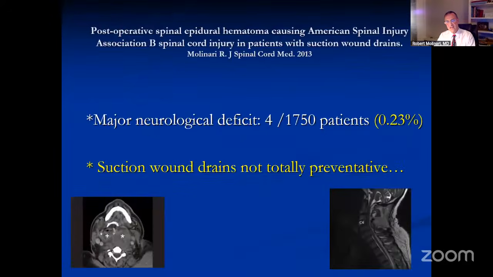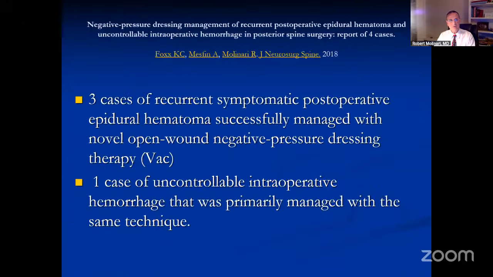Okay, so again, we wrote up that suction wound drains. Just because you put suction wound drains in doesn't mean that they're going to prevent hematomas. Okay, and the other factor to consider here is sometimes when we do surgery, it's very difficult to control bleeding. We operate on trauma patients. Some of these patients come in on anticoagulation. You do a trauma operation on them and you just can't control the bleeding.